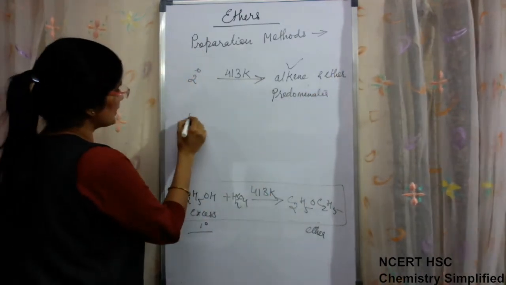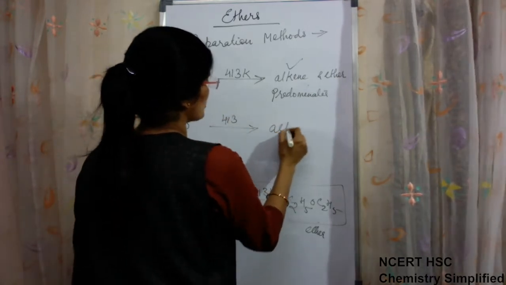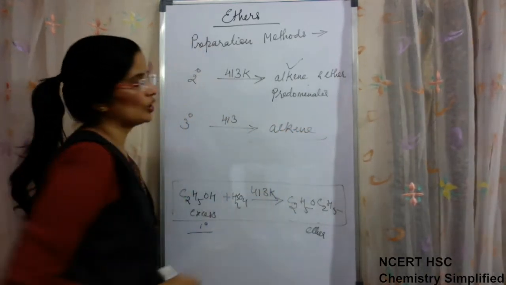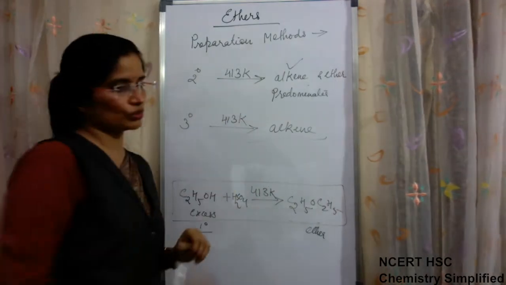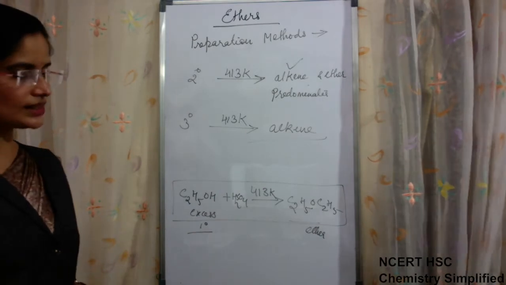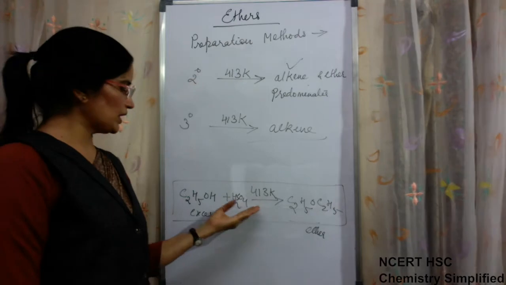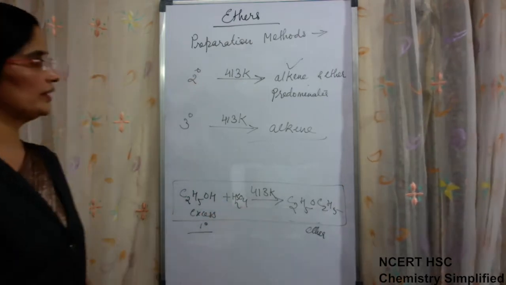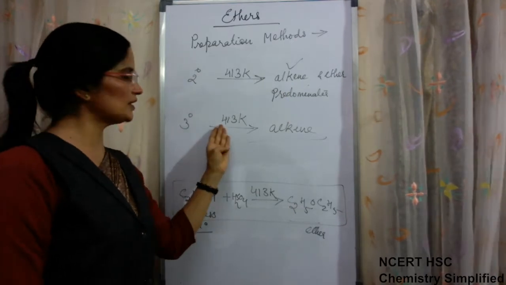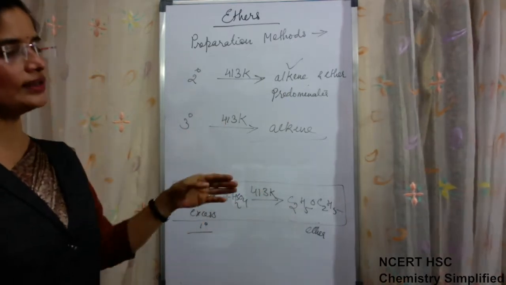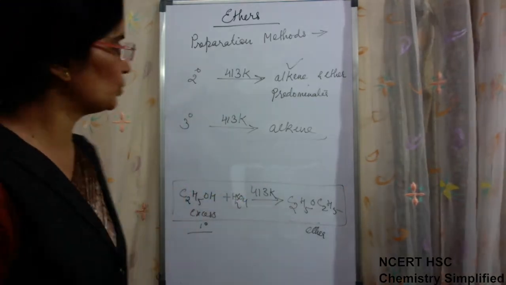And if it is 3 degree at 413, then the product is solely alkene. No ether is obtained even at 413 Kelvin. Okay, that means the condition of 413 is applicable for 1 degree only. For 2 degree to some extent, for 3 degree whether the temperature is 413 or 443, in both the cases, the product will be alkene only. Okay.